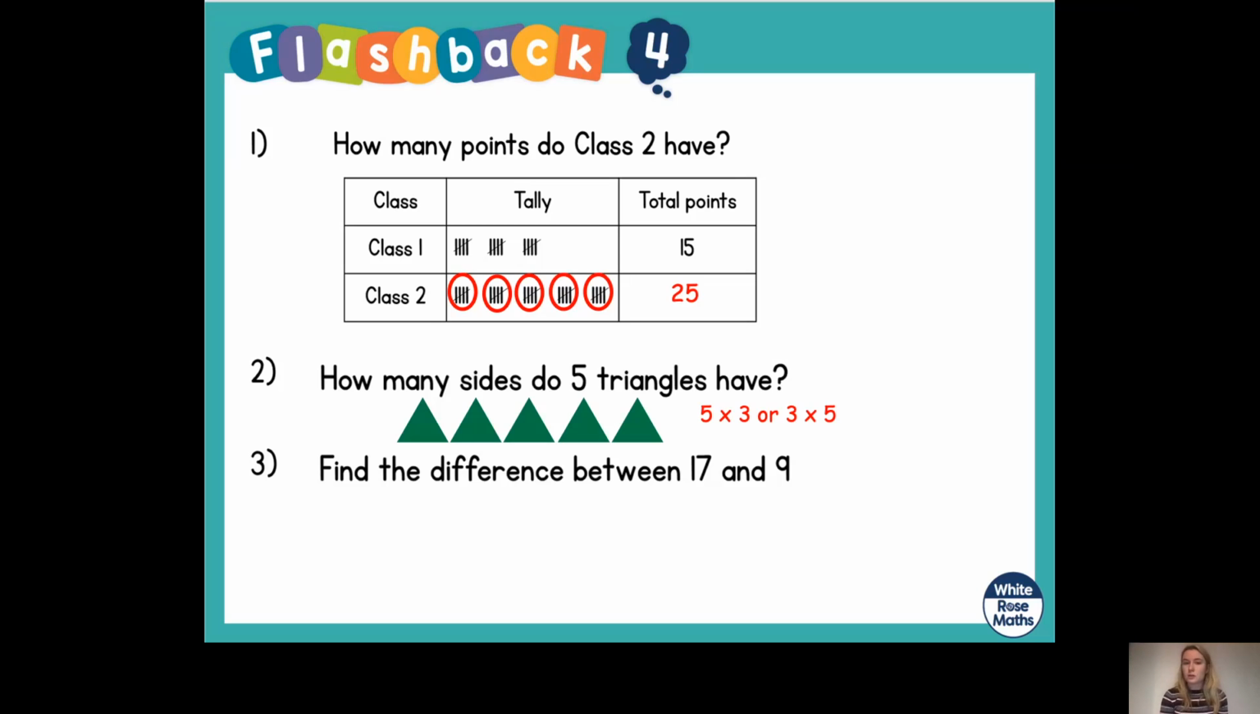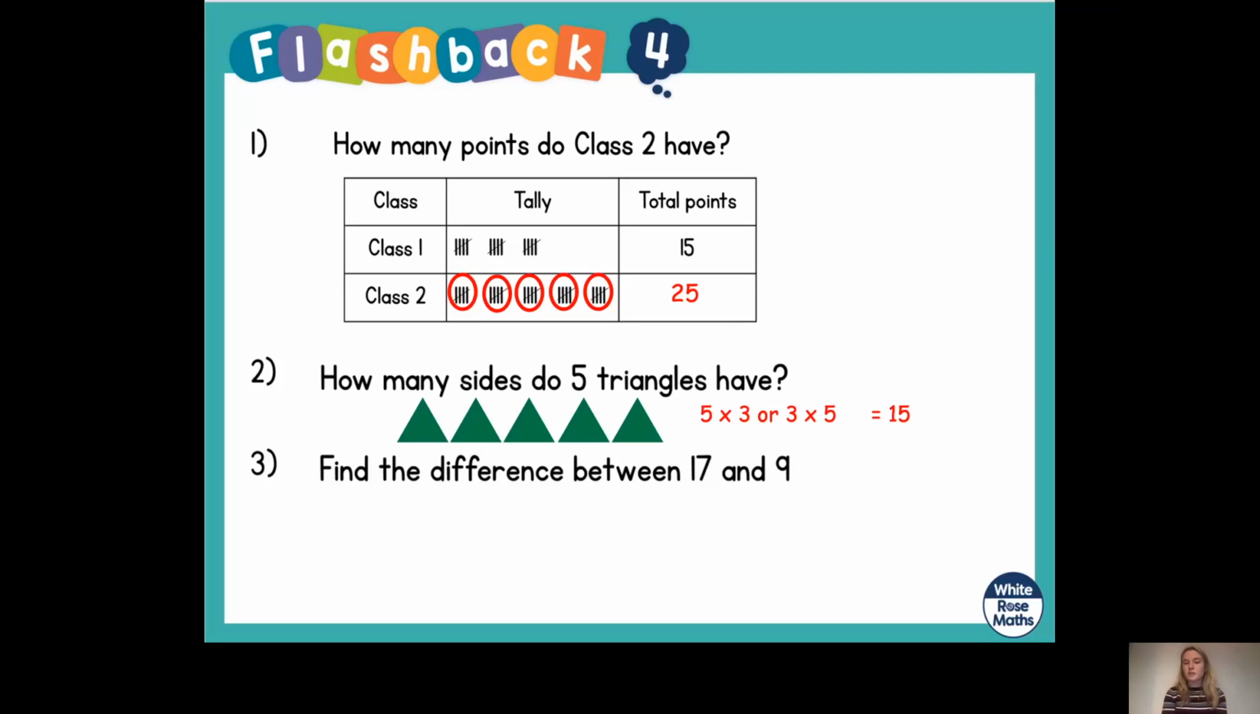So will you count up with me in steps of 5, 3 times? Are you ready? 5, 10, 15. Stop. We've counted 3 steps of 5. And what number did we get to? Yes, you're right. We got to 15. Fantastic. So there are 15 sides on 5 triangles. Okay, number 3, you need to find the difference between 17 and 9.